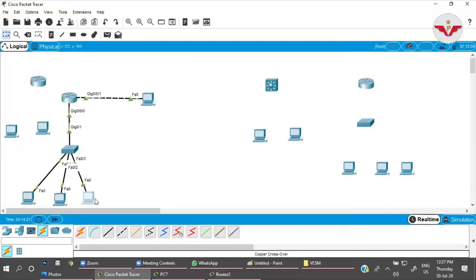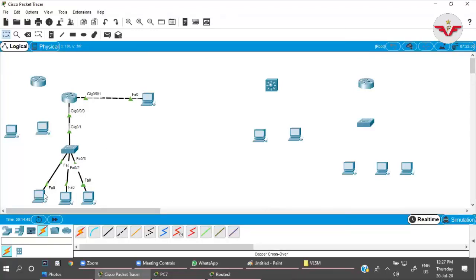Now, still, because these three PCs are in the same network, you don't need the router intervention. Without the router also, they will be able to communicate. But if any of these PCs wants to communicate with this network, what is the gateway of that network?